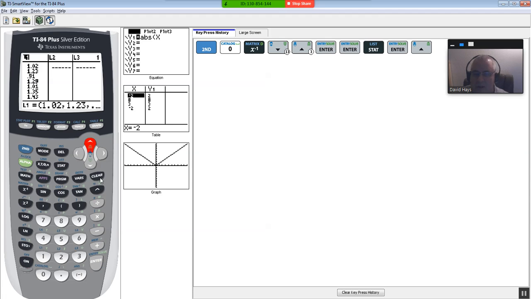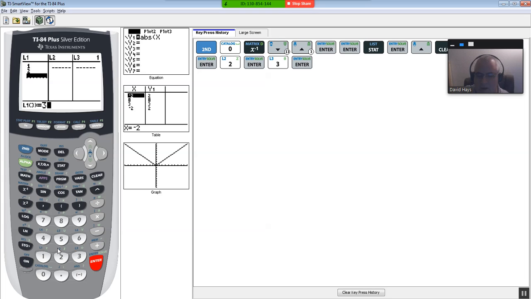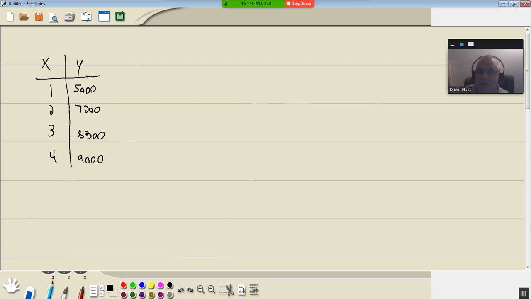and I want to up arrow and clear L1. Then we got 1 through 4, so 1, 2, 3, and 4. I'm going to right arrow over to L2. There it goes. A little slow. And I'll put in my y values.